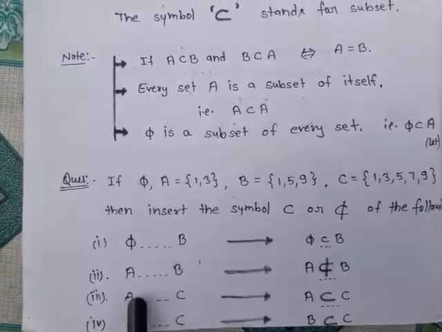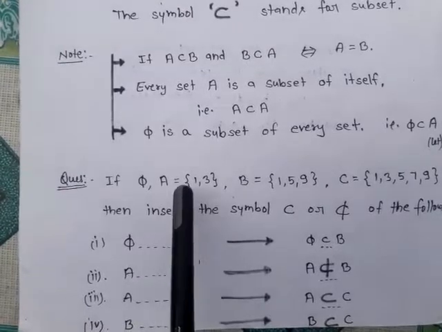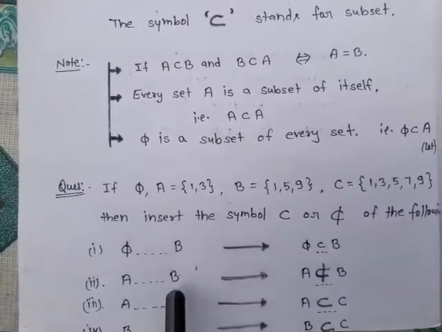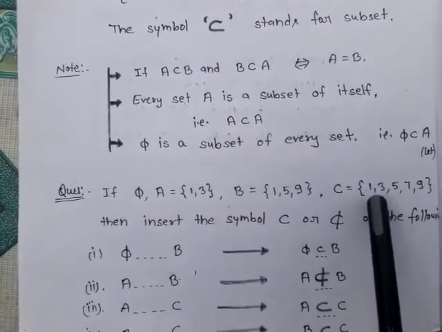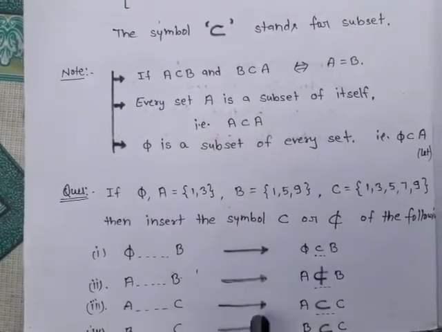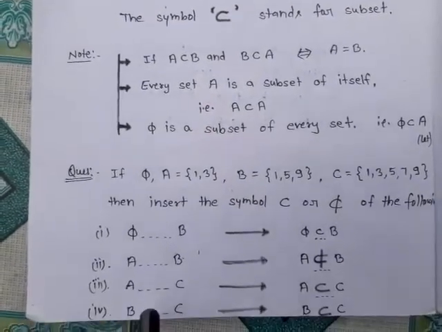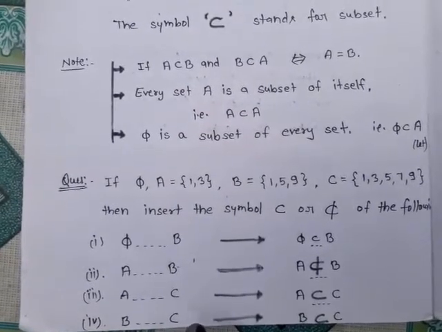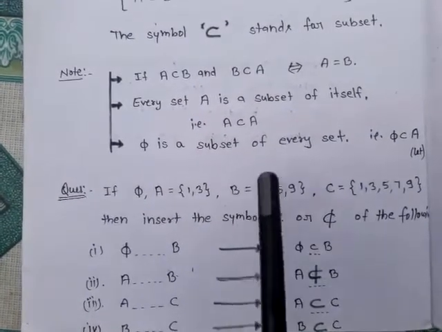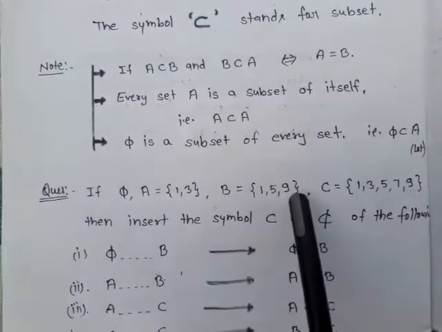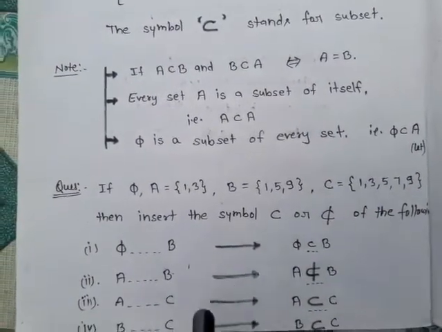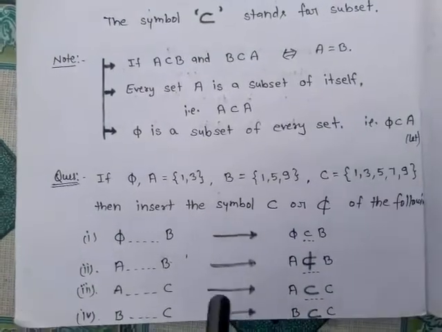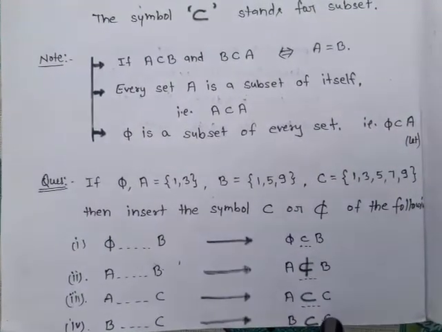Third one is A, fill in the blank, C. Here 1 and 3 belong to A. For C, {1, 3, 5, 7, 9}, here 1 and 3 also belong to C. Therefore A is a subset of C. Fourth one is B, fill in the blank, C. The elements of B are 1, 5, 9 and C is {1, 3, 5, 7, 9}. All the elements of B belong to C. Therefore B is a subset of C.